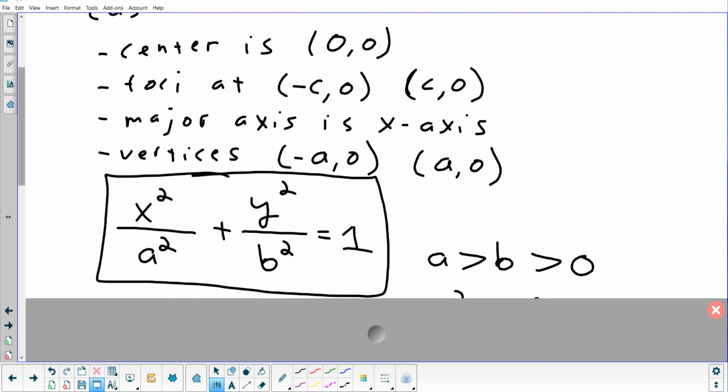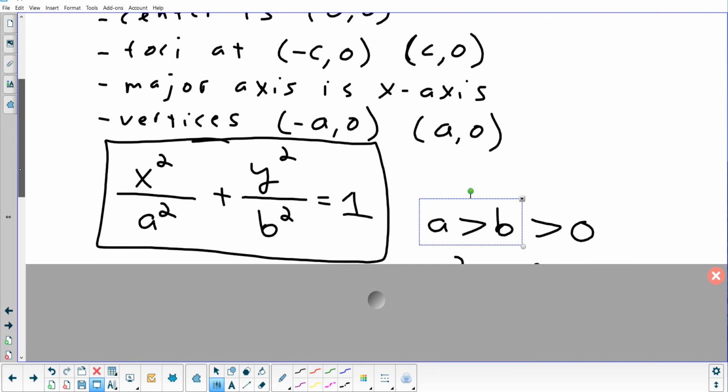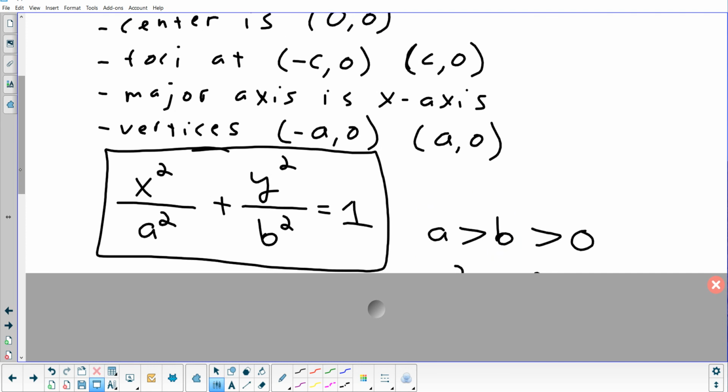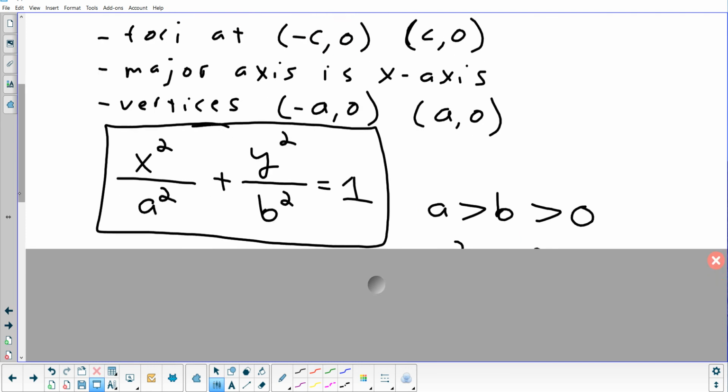Another thing that will always happen with an ellipse is the A value is always bigger than the B value. And they're both greater than 0. So A and B can never be negative numbers, or 0. A always has to be greater than B. A has to be greater than B, yes. And let me show you, I want to just look carefully at this. See how A is under the X and B is under the Y?